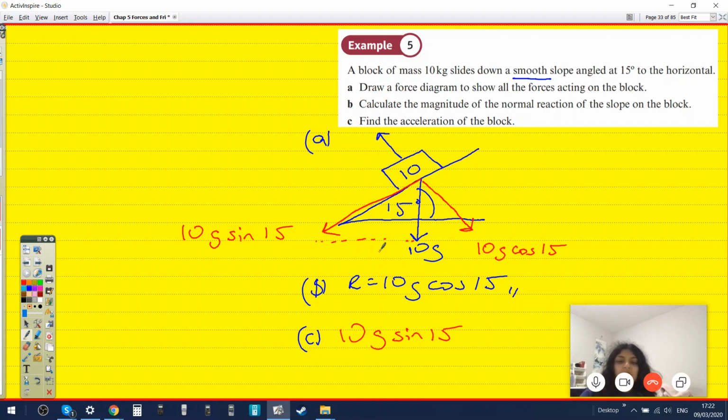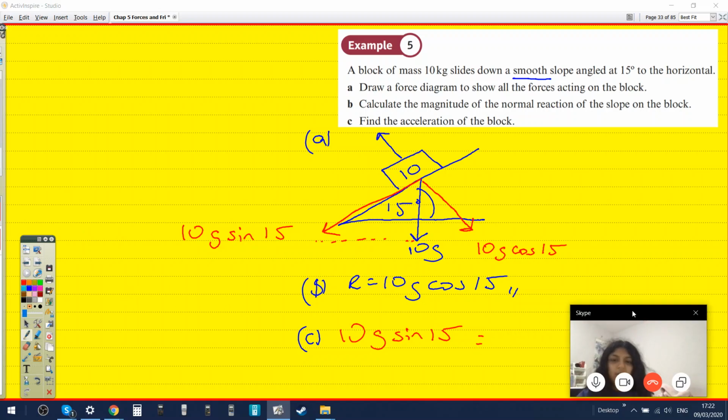F equals ma. There's no other horizontal force, so you just use that. But you know how you drew the sine 15 on the plane? I thought you had to draw it between the 10g and the 10g cos 15. Yeah, that was the sine one. It's not my best diagram.